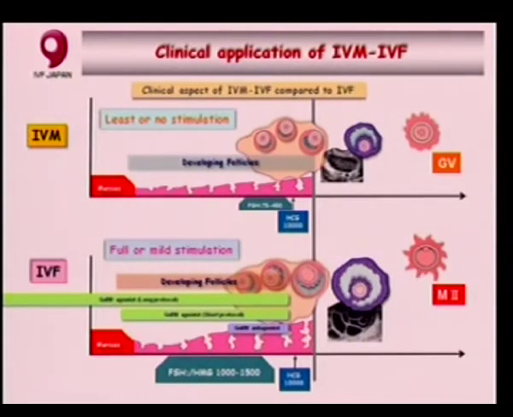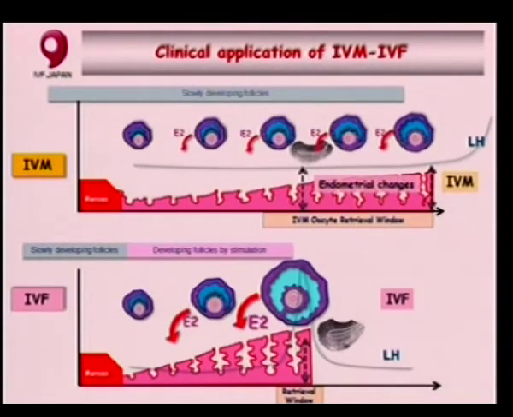The difference between IVF and IVM: IVM usually involves no stimulation, and then we get the GV oocyte. Our goal is to get the GV oocyte. IVF involves more stimulation, short, long protocol or antagonist, and then we get the metaphase 2 oocyte. What is the difference? For IVM, only a very little amount of estradiol is provided, so usually the endometrium does not grow well. So at the time of retrieval, the endometrium is thinner.